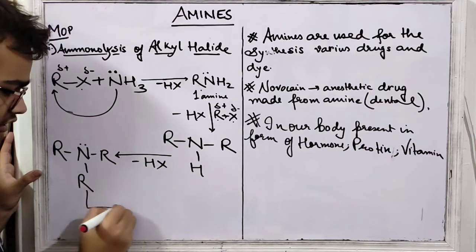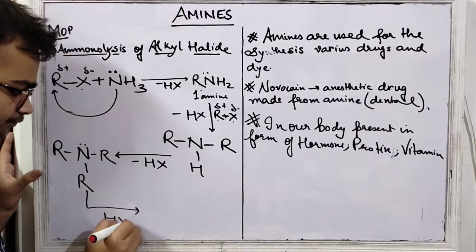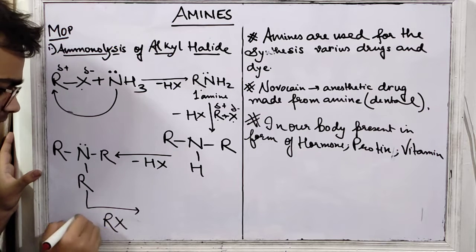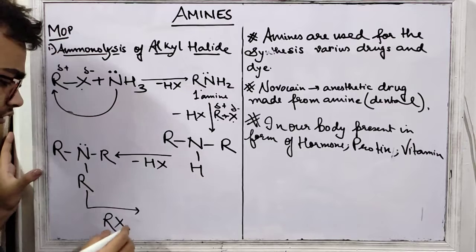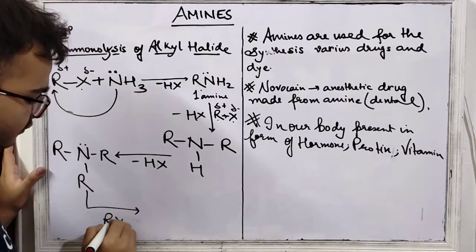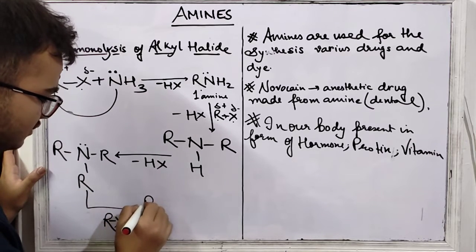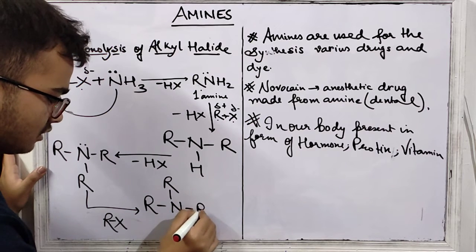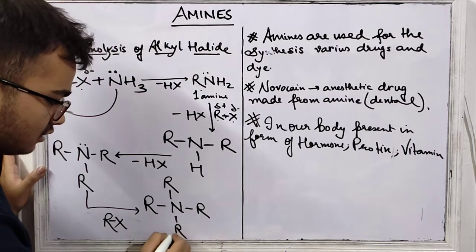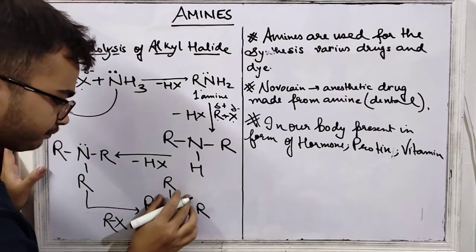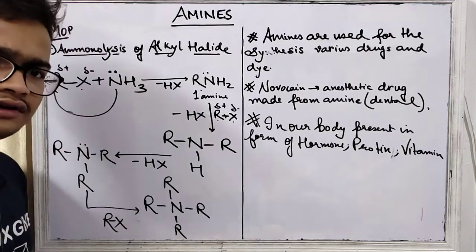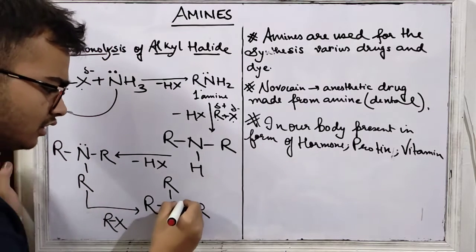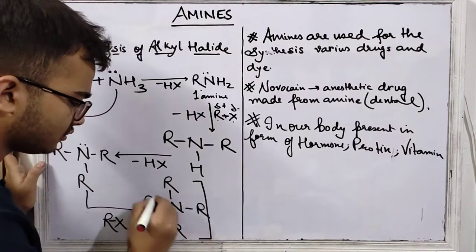Now from here, if you again perform the ammonolysis with RX, what happens here is, since there is no hydrogen, the R will be added to this lone pair. So you get this type, R-N(R)(R)R. Now since the nitrogen is donating its electron pair to accept the alkyl halide, an entire plus charge will be created over here, right?